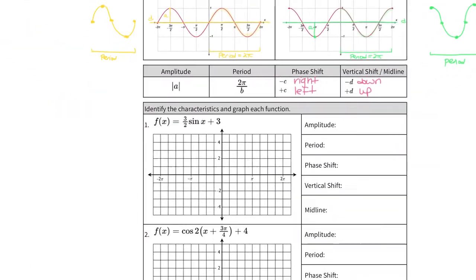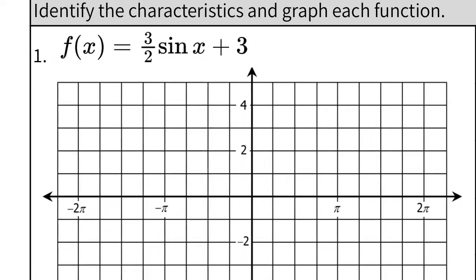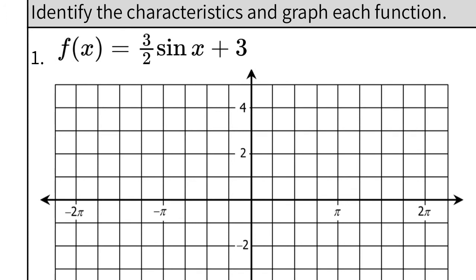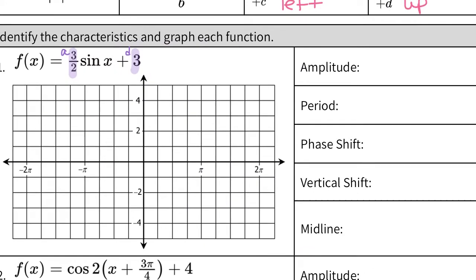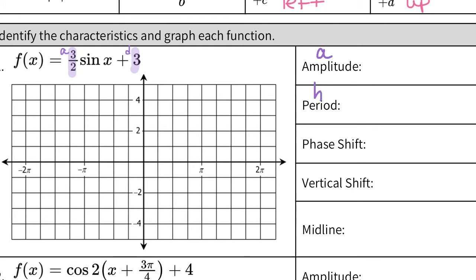Okay, so let's take a look at our first example. I have the function f of x equals 3 over 2 sine x plus 3. So any number that you see is a transformation. So that 3 over 2 and this 3. 3 over 2 is the first number you see right away, right after the equal sign, so that makes it A. The plus 3 is at the very end, and it is also not in parentheses, so that makes it D. So this function does not have a B or a C value.